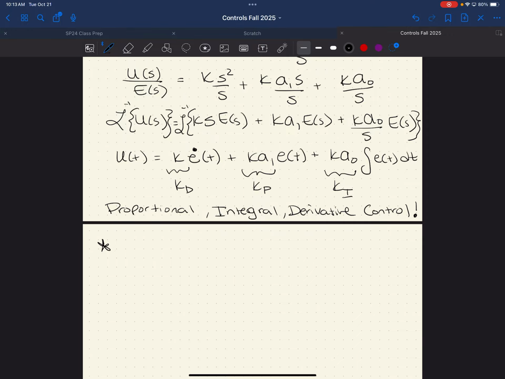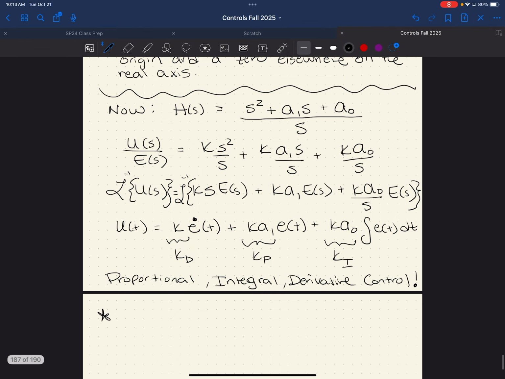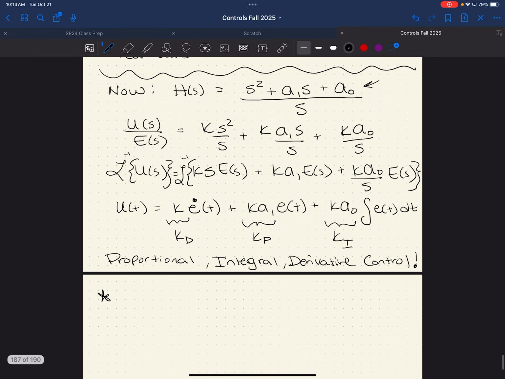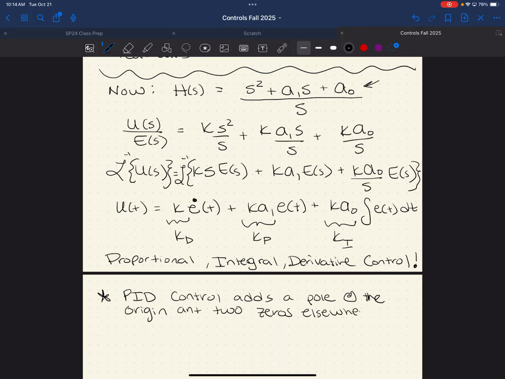What did this controller add to our system in terms of poles and zeros? How many zeros? 1, 2. So we added an s squared polynomial in the numerator. If we factor that, there's going to be two s terms that could cause that to be 0. So I'm adding 2 zeros and 1 pole at the origin. Okay? So PID control adds a pole at the origin and 2 zeros elsewhere on the real axis.